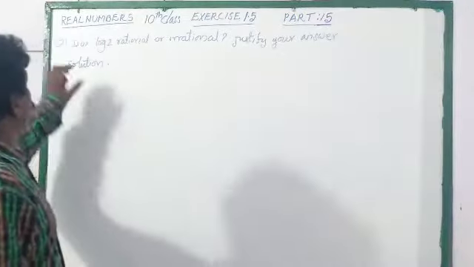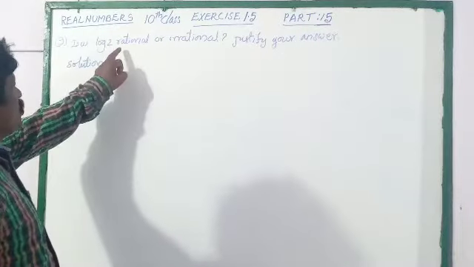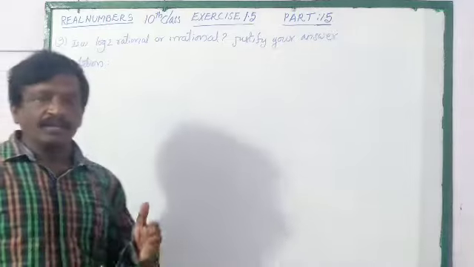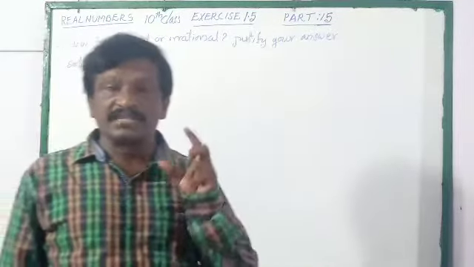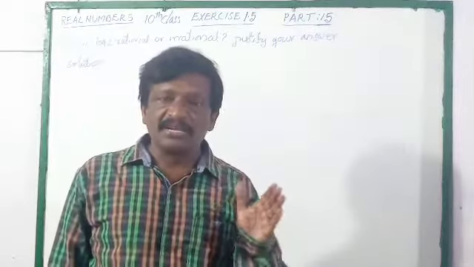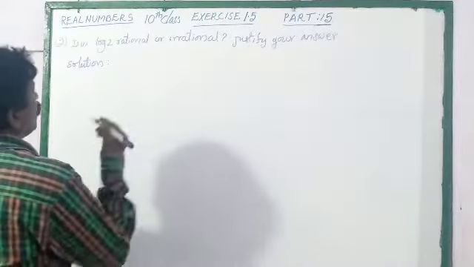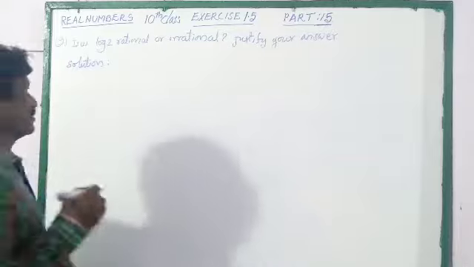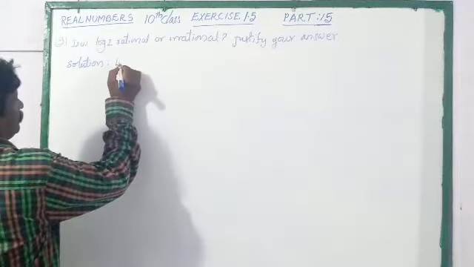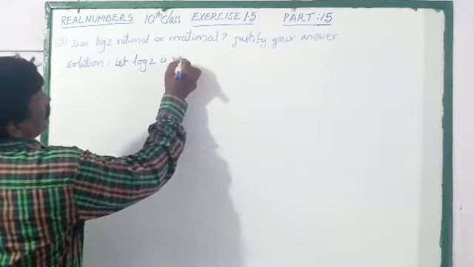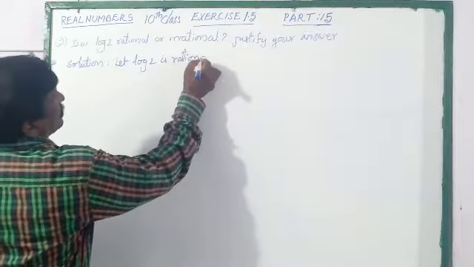Next sum, is log 2 rational or irrational? Justify your answer. Already we learned this in exercise 4, same as whether it is irrational or rational. First log 2, let log 2 be rational. Let us assume log 2 is rational.